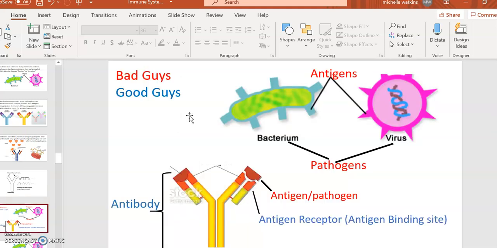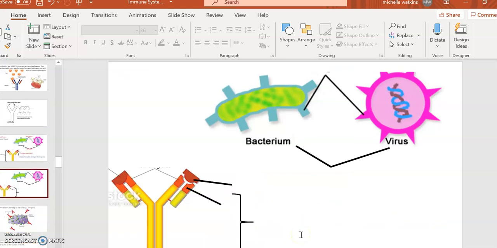Okay, so this is a summary. Everything in red is a bad guy. Everything in blue is a good guy. And notice that these are the bad guys, and they're binding to the good guys. So take a look at this diagram and now try to label everything on your own. Make sure you understand it.